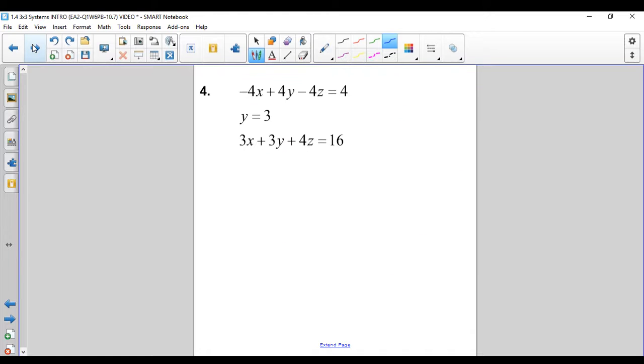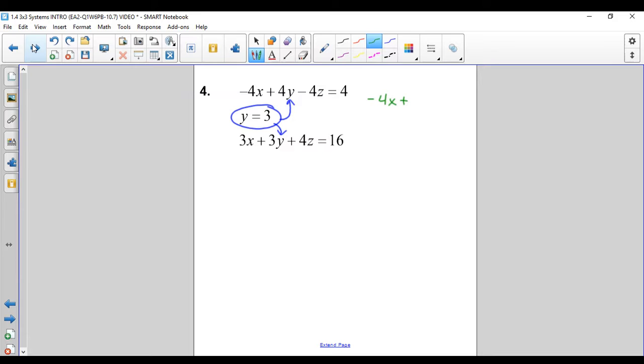Next, same type of deal. A little different setup, but what I'm going to do is the same thing. I'm going to take that one solution I have, and plug it in for y in both of them. I'm going to get two equations with two variables, and then I repeat the process as I did in the last problem. So I do that.